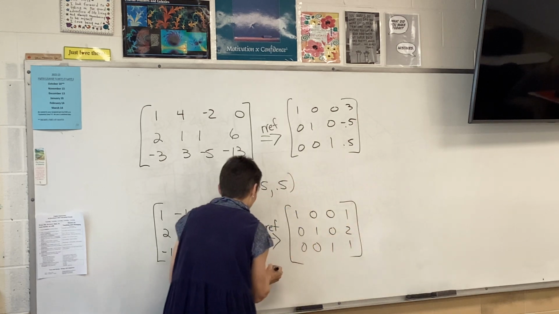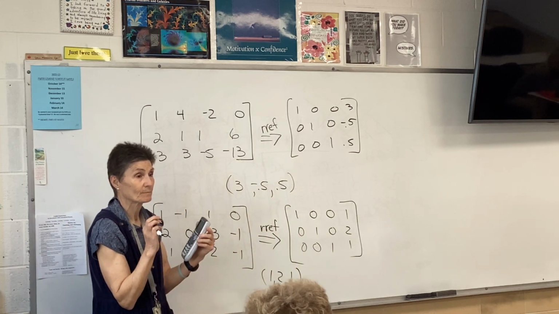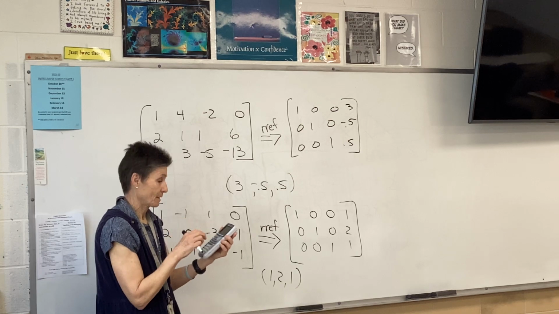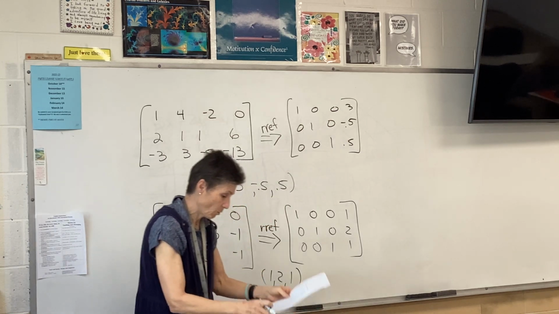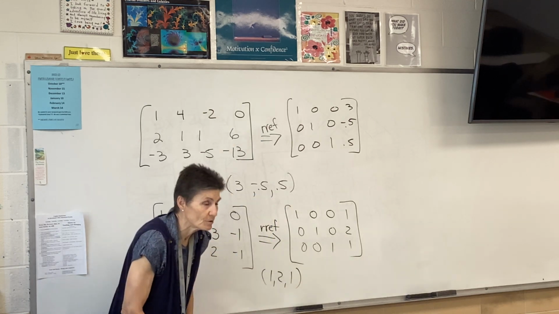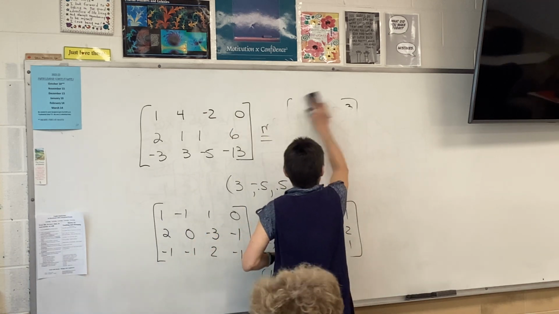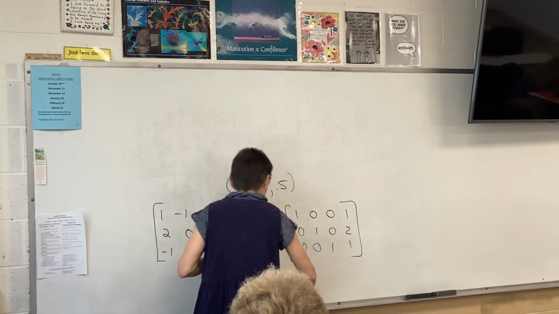And this time I got 1, 2, 1. Did anybody else get that? Hopefully. Okay. All right, good. So are you ready to try one on your own? Now, number 4 is a tricky one because why? What do you notice about number 4? Four values. Yeah. You've got 4 variables.